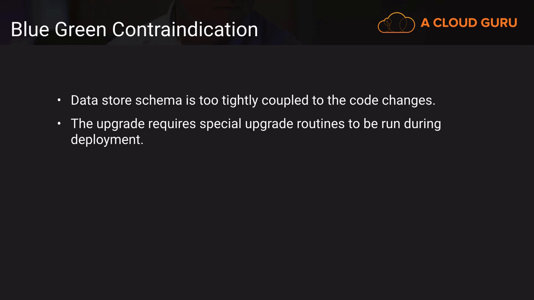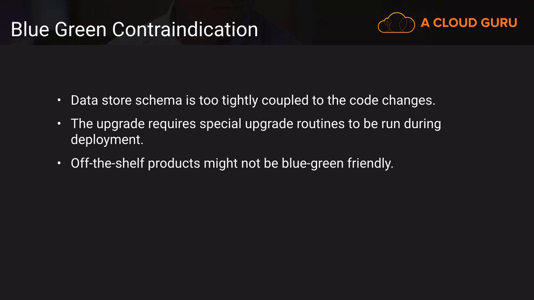Some applications require special upgrade routines. And this is pretty common in like ERP systems or very complex software. When they do an upgrade, sometimes they have to run post-processing programs to change some internals of how the data is stored or how the program works. These types of things aren't very conducive to blue-green deployments because the rollback is not just as simple as repointing a DNS entry, for example. And some off-the-shelf products just might not be blue-green friendly. So keep in mind that may be a possibility as well.